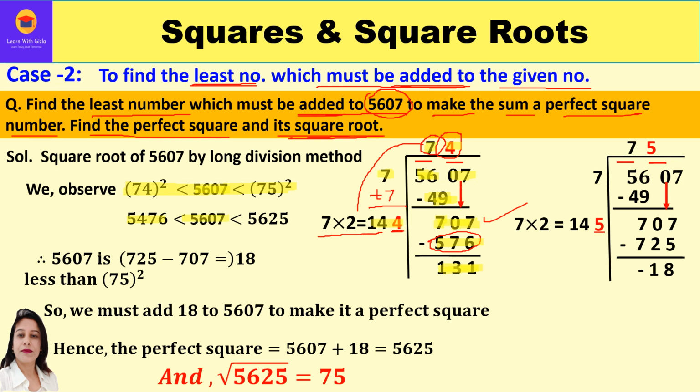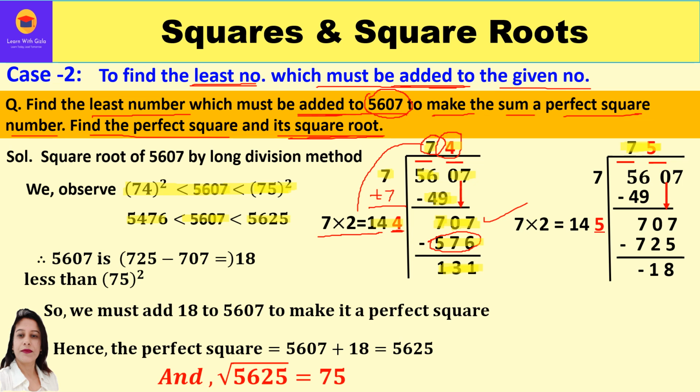5607 is greater than 5476. Now we need a number which is the next perfect square number. So we can try with 75, because after 74 the next perfect square number we get is with 75. 75 square is 5625. So a number which is more than 5607 is 5625.